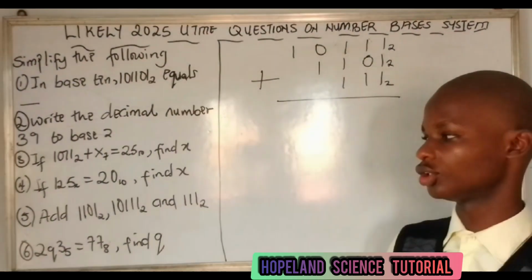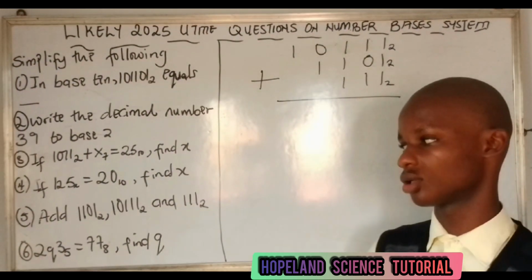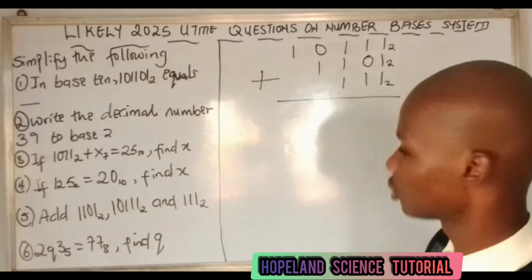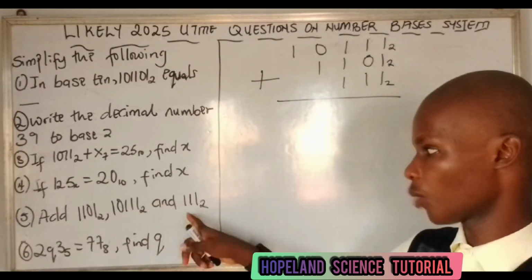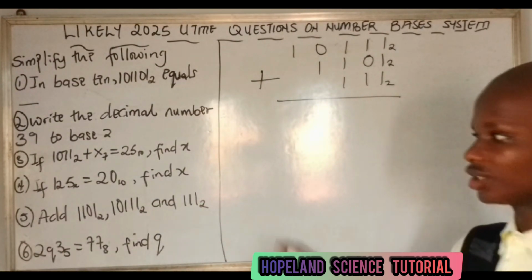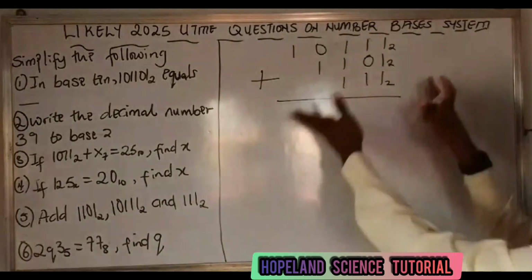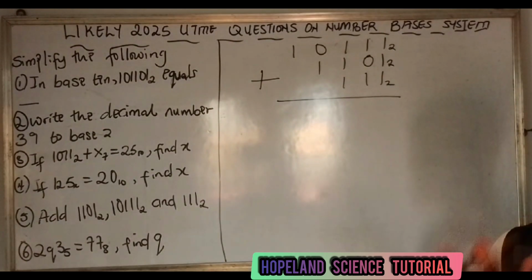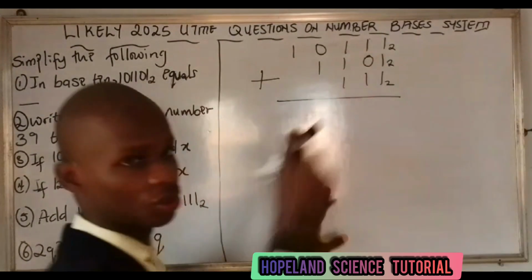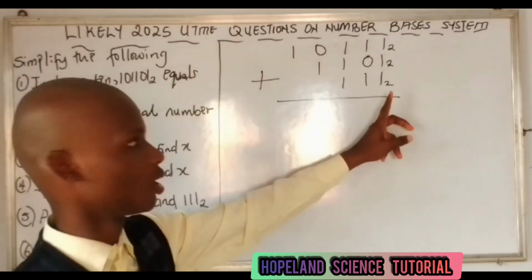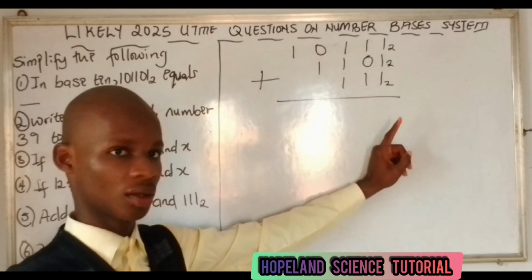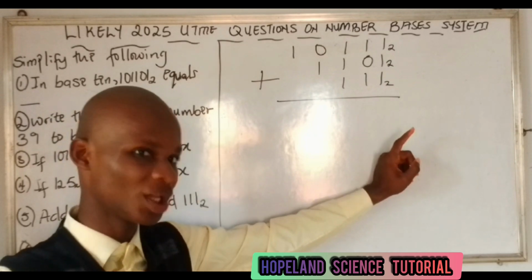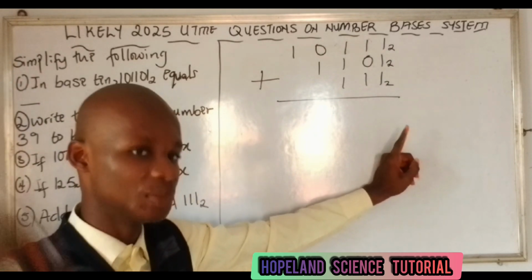Alright guys, now let's continue in this video with the fifth question. The fifth question says we should add 1101 base 2, 1011 base 2 and 111 base 2. So if you arrange it, this is what we are going to get. Now let's carry out the addition process. 1 plus 1 is 2, plus 1 is 3. One thing you need to know is that whenever you are doing addition in number base, no digit must be equal to, let alone greater than, the base.